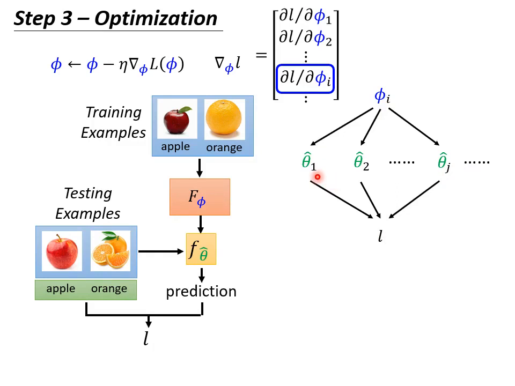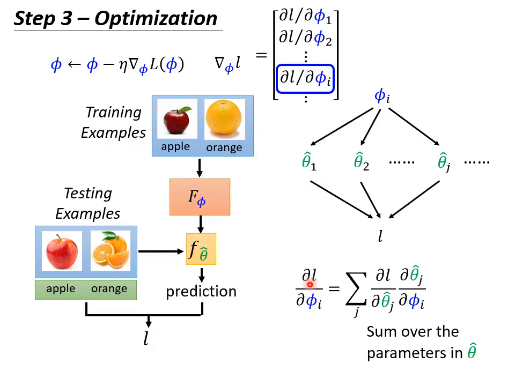Based on the chain rule, this is something you learn in calculus, partial L, partial phi i can be formulated like this. You sum over all the parameters in theta hat, and j is the index of one parameter in theta hat. Then you compute partial L, partial theta j hat, times partial theta j hat, partial phi i. Then if you can compute these two terms, you know how to compute this one. Then all the problem is solved.